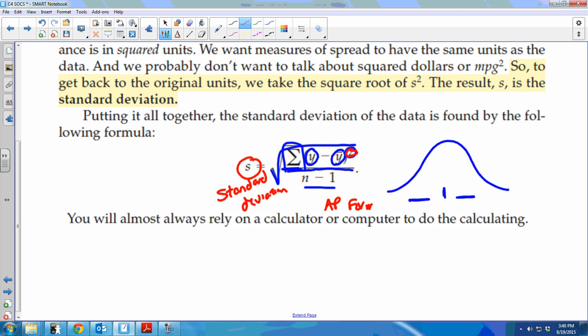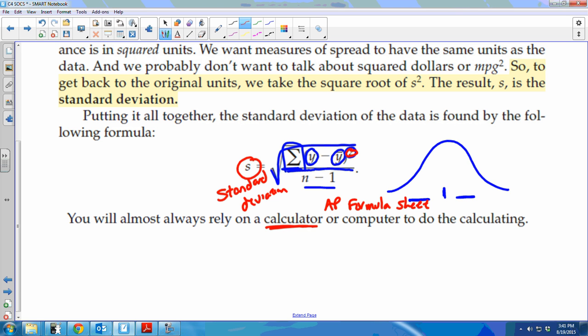However, I don't have time for that. I don't know if you have time for that. If you have 60 numbers in a data set, I do not have time to take every single number, subtract the mean from it, square it, then keep track of all of those differences and add them all together and divide by n minus 1 and then take the square root. You don't have time to do that on an AP test either, all right? So we're going to rely on our calculator to do that for us, all right?